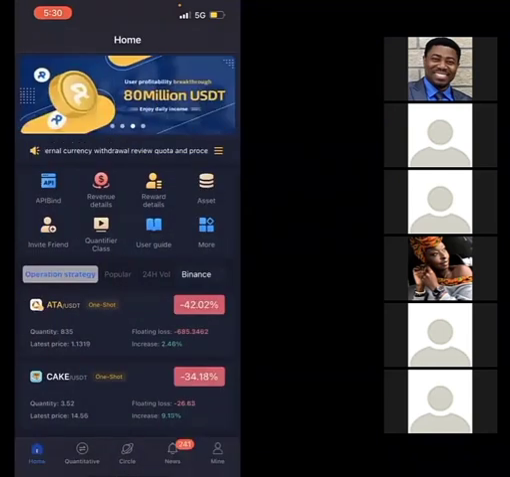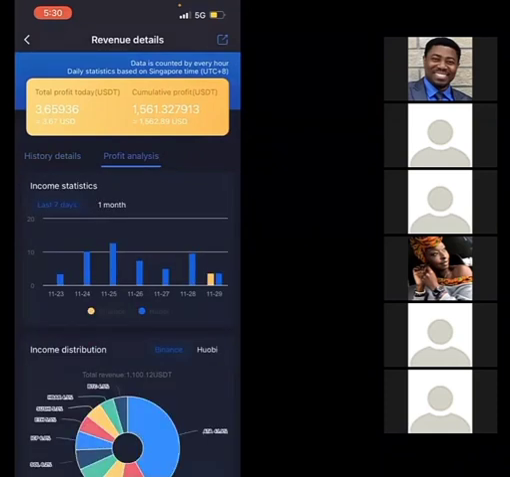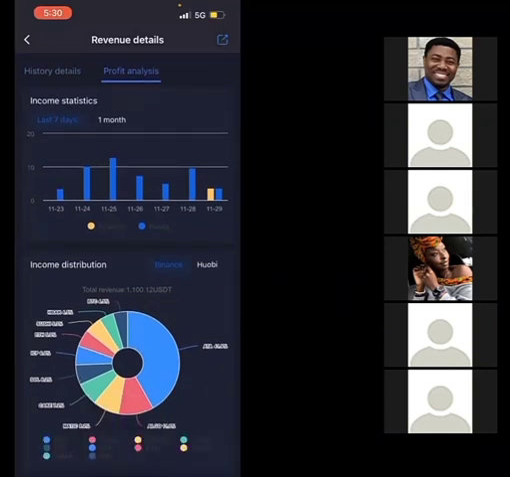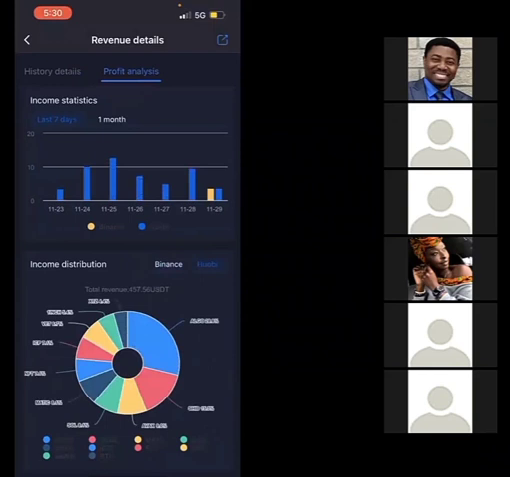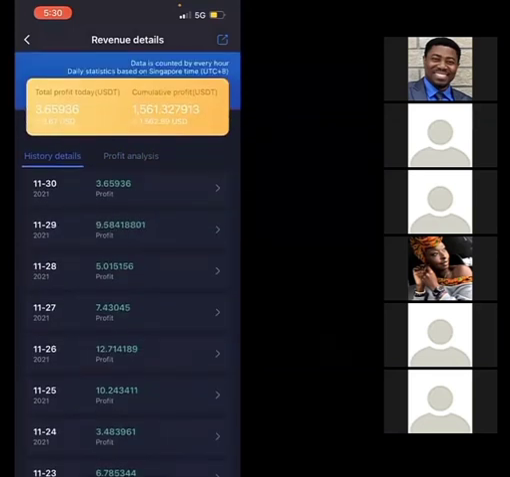Oh, one more thing. You can also click on profit analysis over here, and it breaks it down for you. It lets you know how much you made on each account, like on Binance versus Huobi, which coins turned a profit for me the most. It really just breaks all of that down for those of you who want that analytical breakdown.